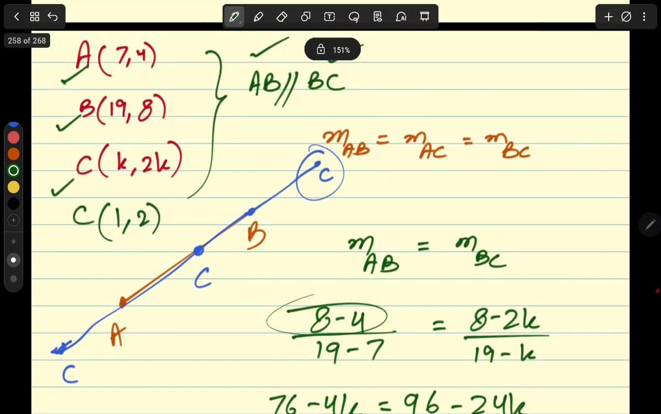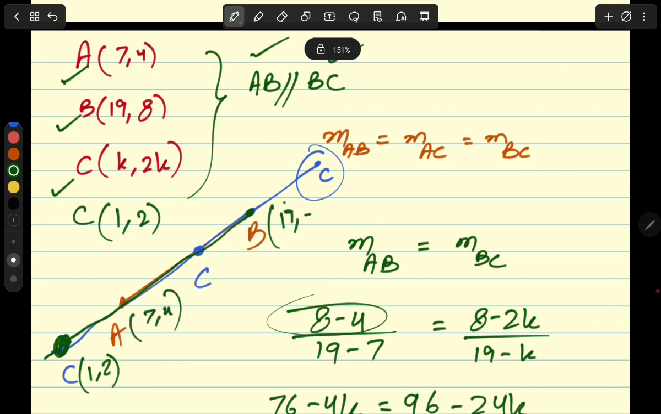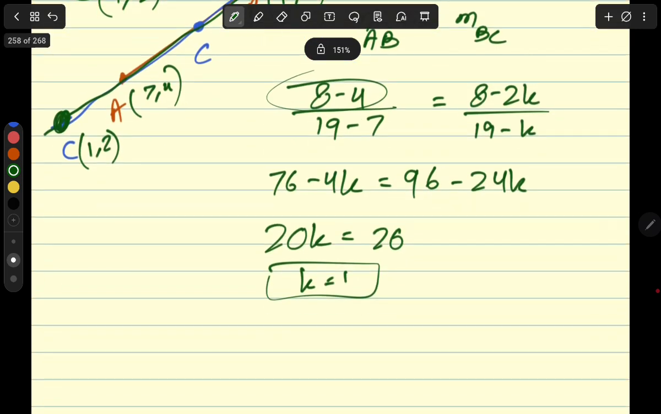Okay. So this probably is going to be on this side of B, right? So B is somewhere here. C is somewhere here. 1, 2, A was 7, 4, and B was 19, 8, right? So the 3 points are collinear as well.